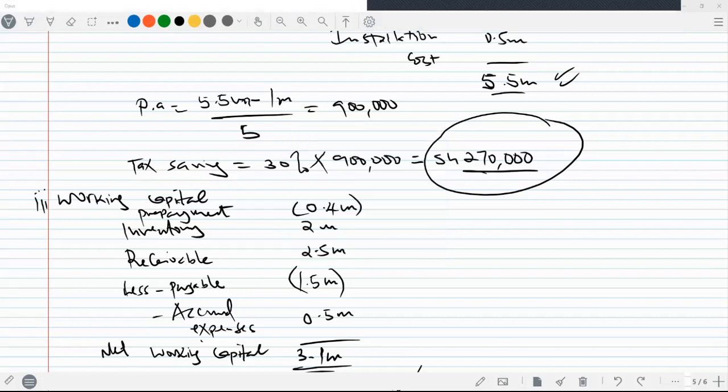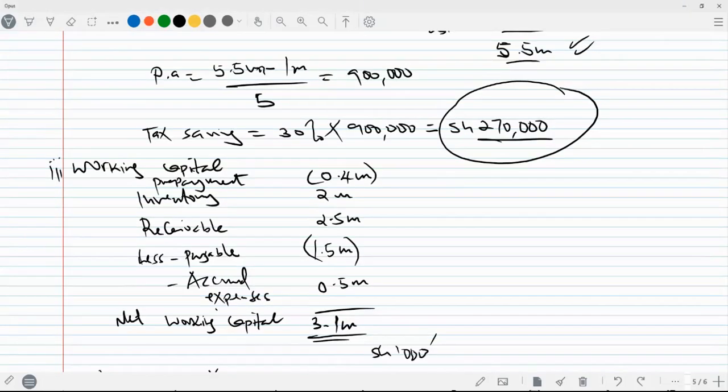Why are we including the net working capital in the initial cost? Why are we including the 3.1 million in year 0? In the initial cost. Because do you need to pay for the material?